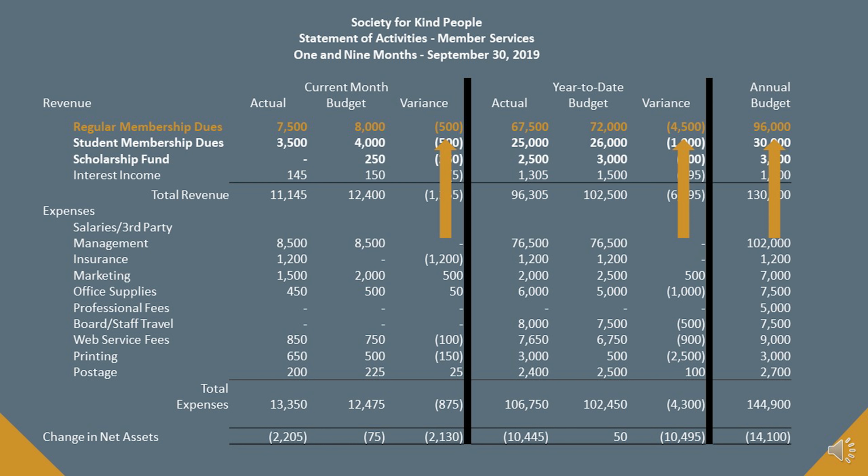When you look at the year-to-date variances, it's a little bit more reliable and less susceptible to those timing differences as you get further into the fiscal year. So specifically here, we're looking at the variance in membership dues, and we can see that both in the current month and year-to-date, we are behind the budget.